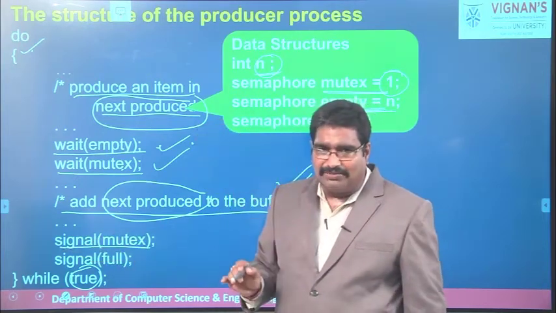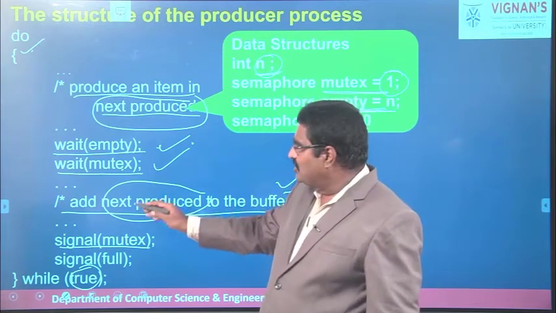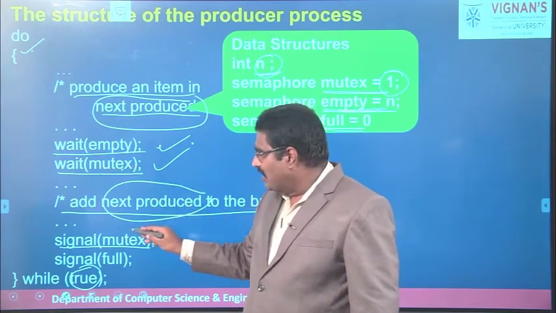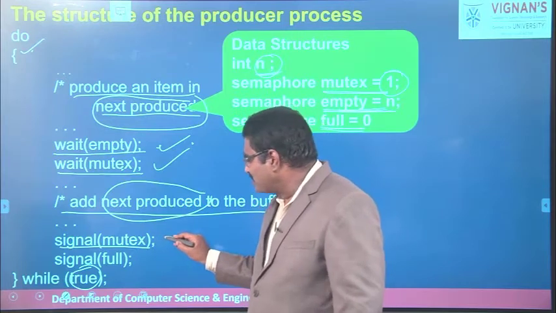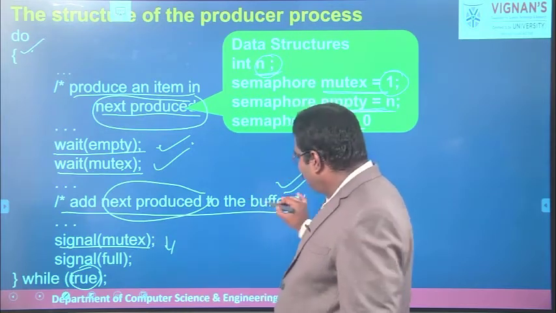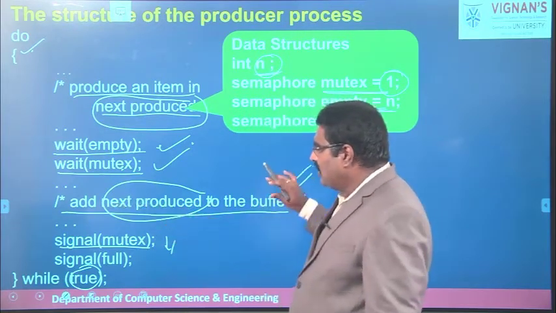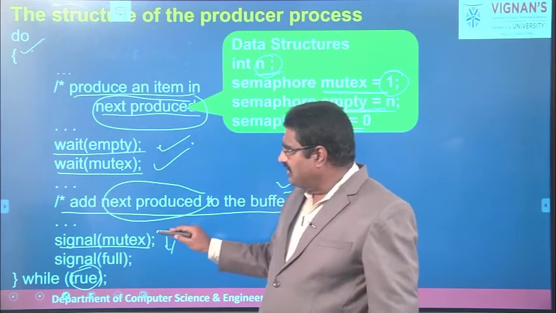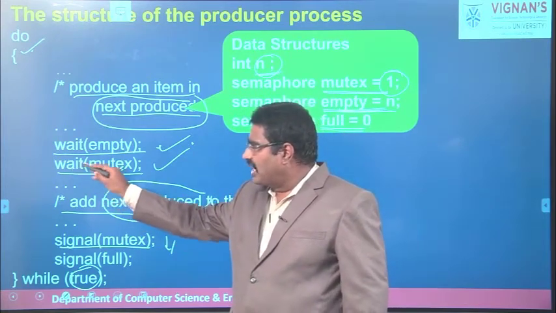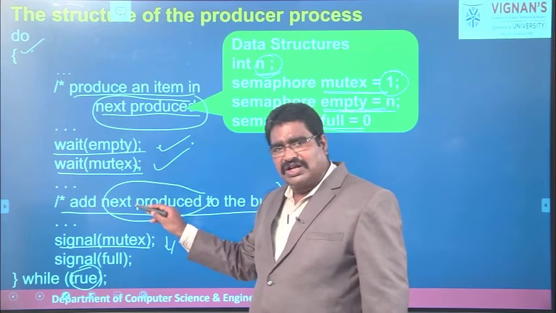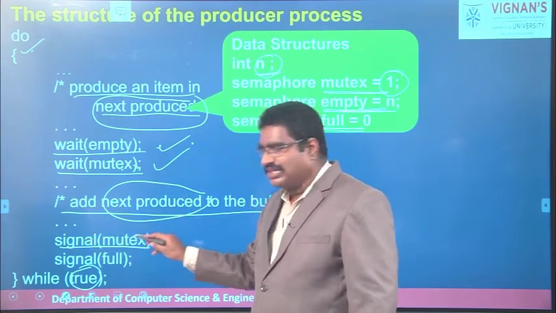What is the meaning of the signal mutex? The mutex value was set to 0 by the wait function. Now its value is set to 1 and it comes out of the signal function. So here we are modifying the buffer, and to achieve the mutual exclusion condition, before modification we apply the wait mutex. After completion of the modification we give the signal mutex.